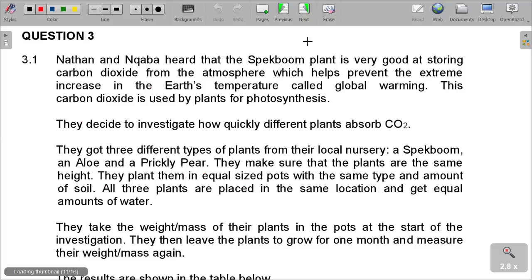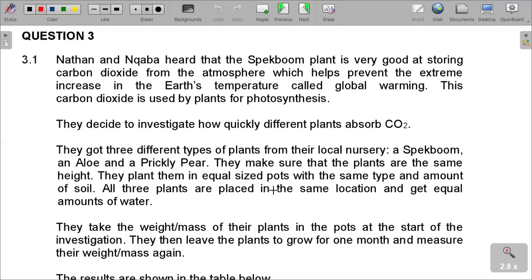Next question. Question 3. Nathan and Kwaba had the idea that the spekboom plant is very good at storing carbon dioxide from the atmosphere, which helps prevent the extreme increase in the Earth's temperature called global warming. We talked about that. This carbon dioxide is used by plants for photosynthesis. That is very correct.